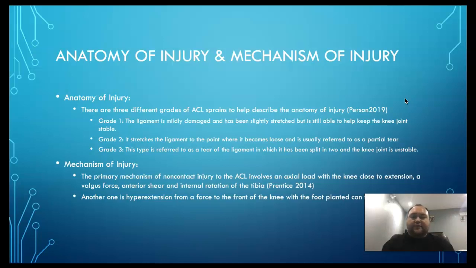The mechanism of injury. The primary mechanism of a non-contact injury to the ACL involves an axial load with the knee close to extension, a valgus force, anterior shear, and internal rotation of the tibia. Another one is a hyperextension from a force to the front of the knee when the foot is planted, which can also tear the ACL.